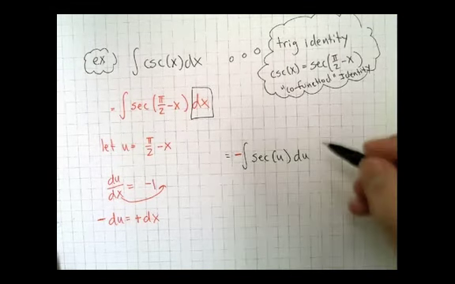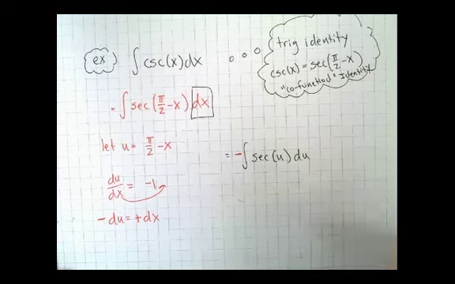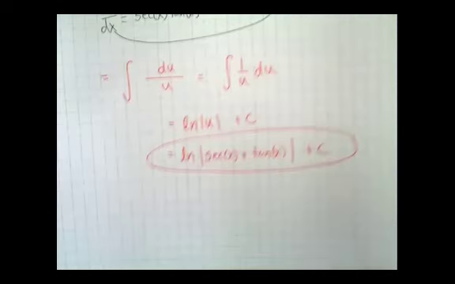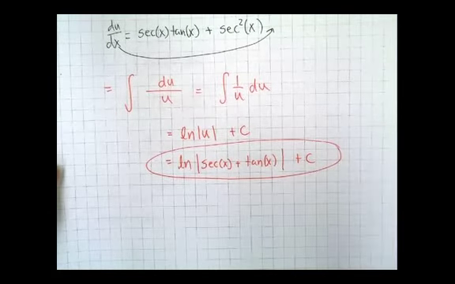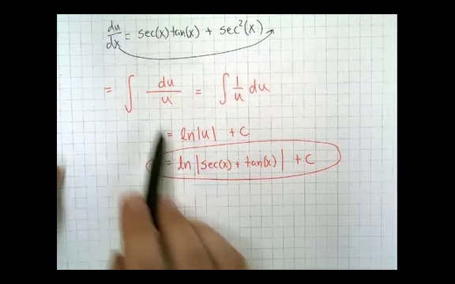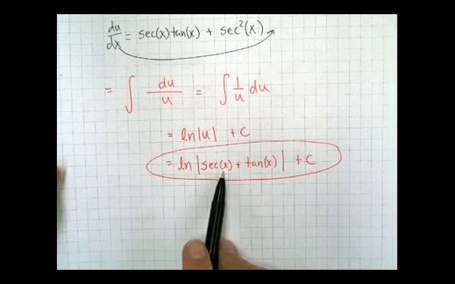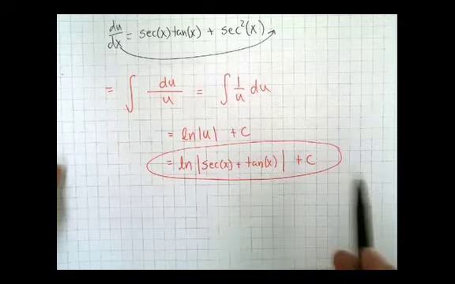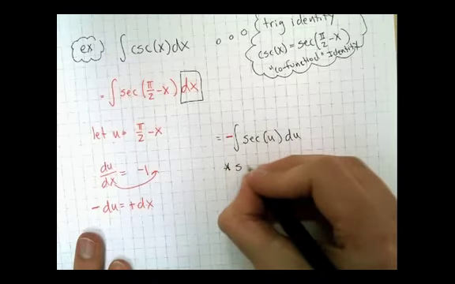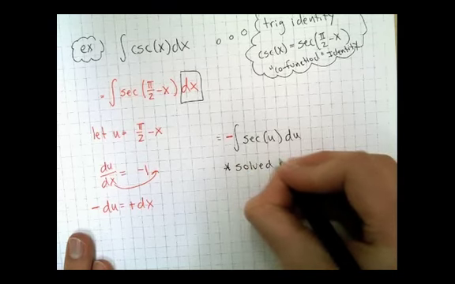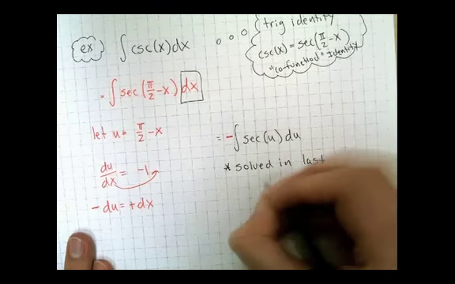The reason I did all this work is that we just solved for secant. Wasn't that in the last example? We did all that work for the integral of secant. Remember, I'll put it back on the screen for a second. This is what we ended up getting: the natural log of secant of x plus tangent of x, plus c. So I'm just going to go straight to this. I'm going to write a little note here: solved in the last example.